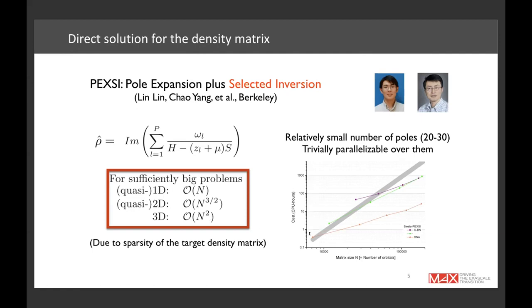Here we can see a comparison. This will be the cost of a diagonalization for a given problem, and this will be the cost as a function of the size of the system for this lower dimensional system.